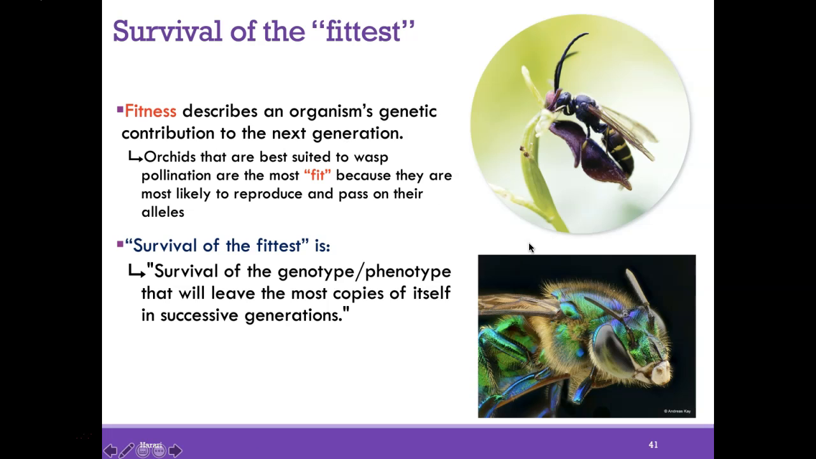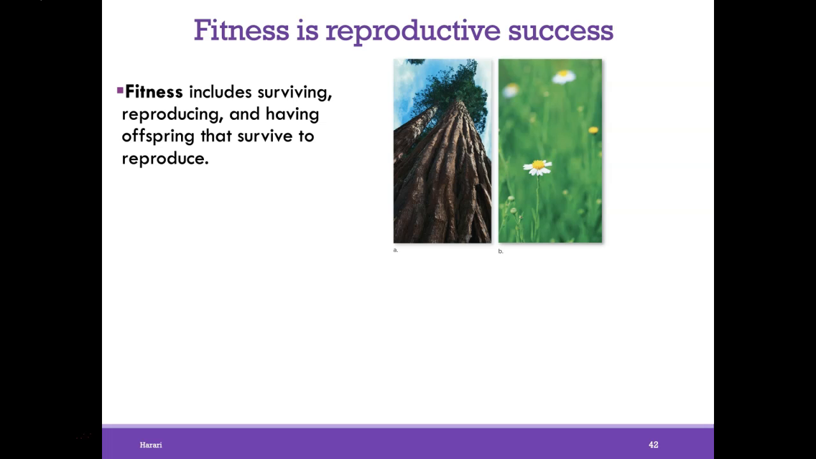So again, we could say that the orchid that smelled the most like a female wasp was the most fit to survive because it was most likely to reproduce and create more of those orchids. So fitness includes surviving, reproducing, and having offspring that survive to reproduce and pass on more copies of that genotype and phenotype. So it's interesting because plants that germinate, grow, flower, and produce seeds and then die within just a few weeks might have the same fitness as a redwood tree that lives on for centuries.